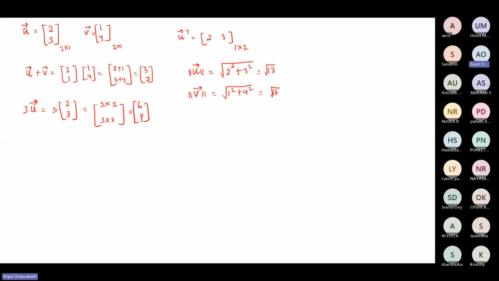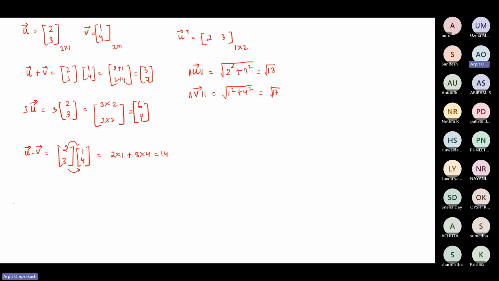Sir also talked about the dot product. The dot product of two vectors, u dot v, is given as follows. We multiply all the corresponding elements and then add them together. Here we multiply 2 with 1 and 3 with 4 and add them. 2 into 1 plus 3 into 4 is 2 plus 12, which is 14.